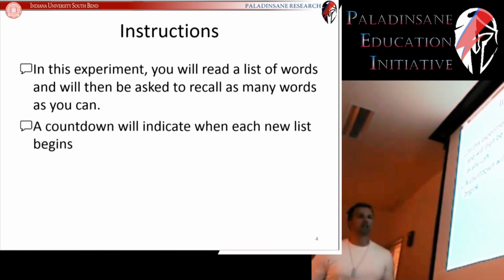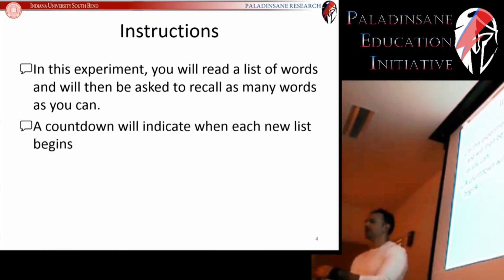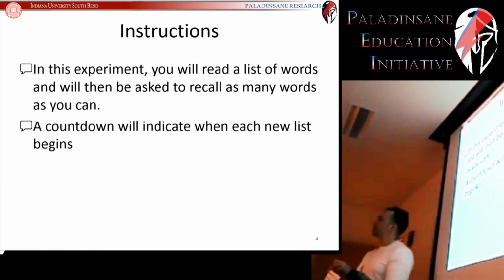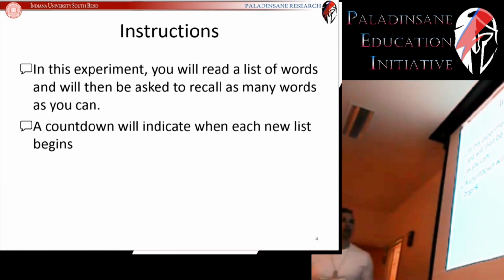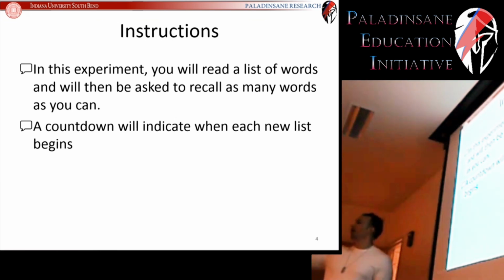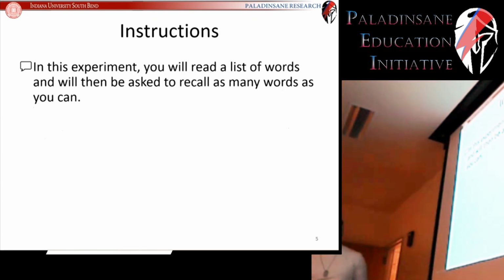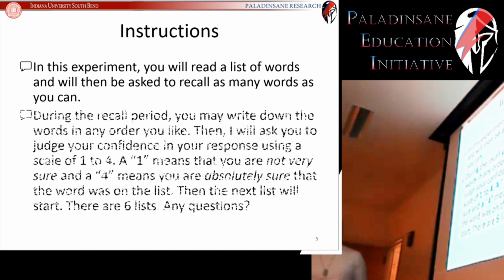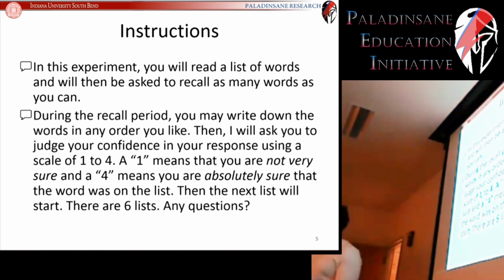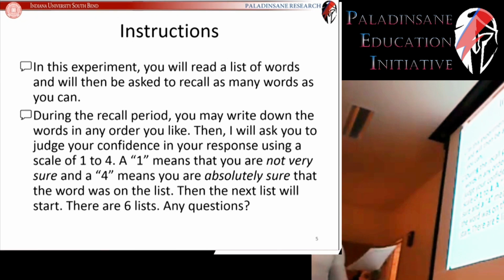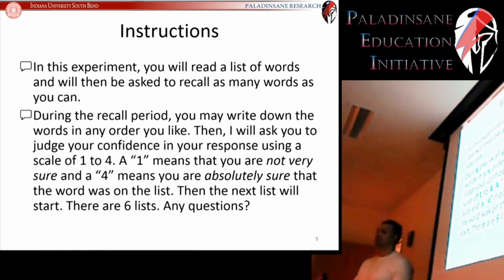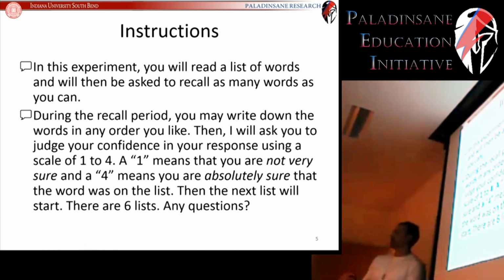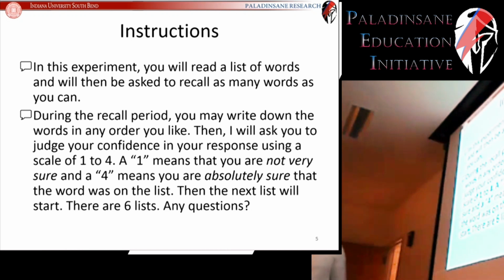A countdown will indicate when each new list will begin. There are 6 lists in total that we're going to be looking at in this experiment, and it will let you know when the recall period begins and when each new list is going to begin. During the recall period, you're going to get 2 minutes for recall. You might write down the words in any order that you like. This isn't about getting the words in order, it's just about getting as many words as you possibly can.